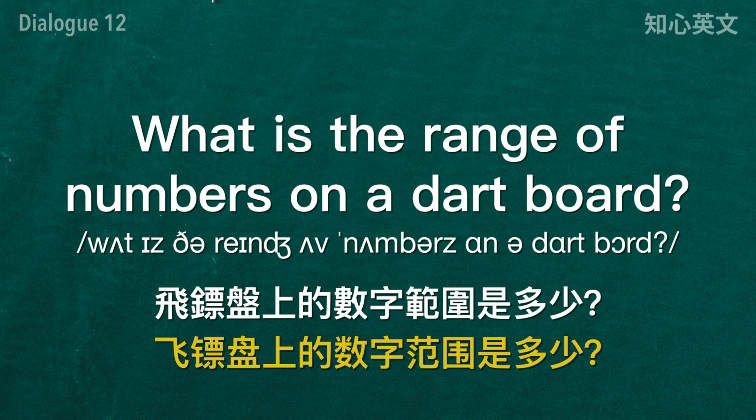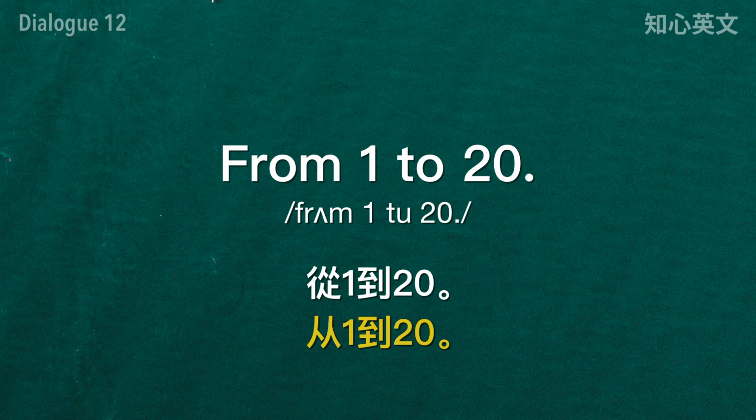What is the range of numbers on a dartboard? From 1 to 20.